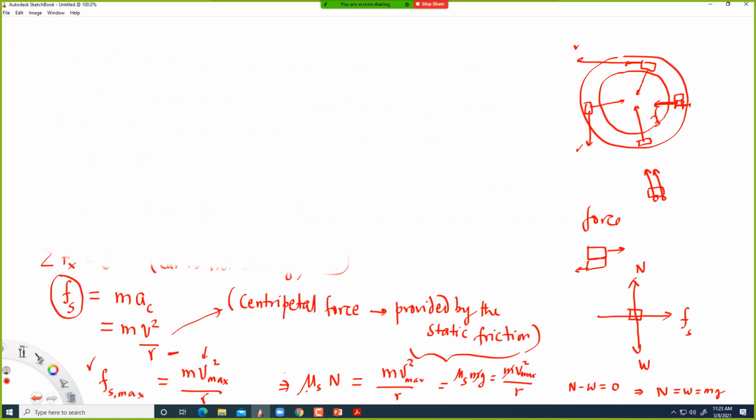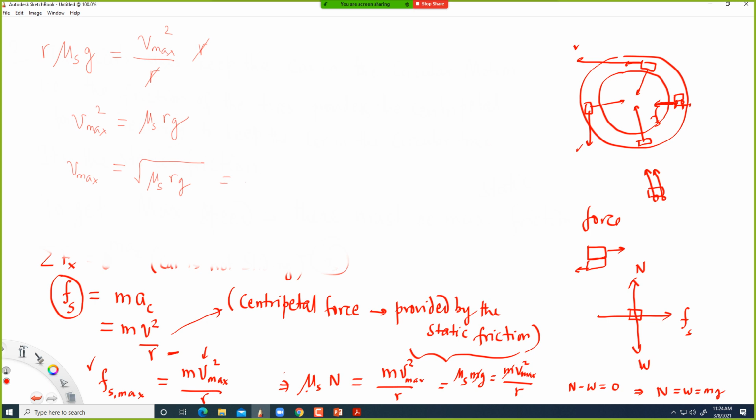So what we have, mu s, m is cancelled, so mu s g is equal to v max squared over r. Multiply both sides by r, this r and this r cancel. So v max squared is mu s r g. We want v max, so you need to take the square root on both sides. That gives us the square root of mu s r g. Now everything in this expression is known.